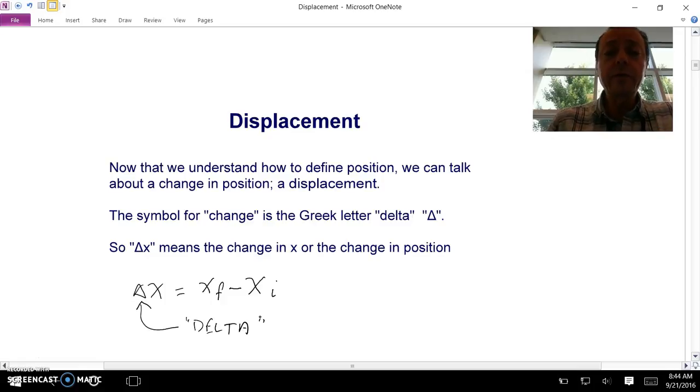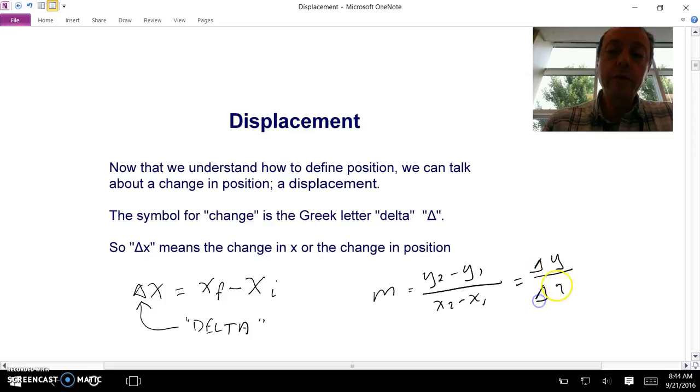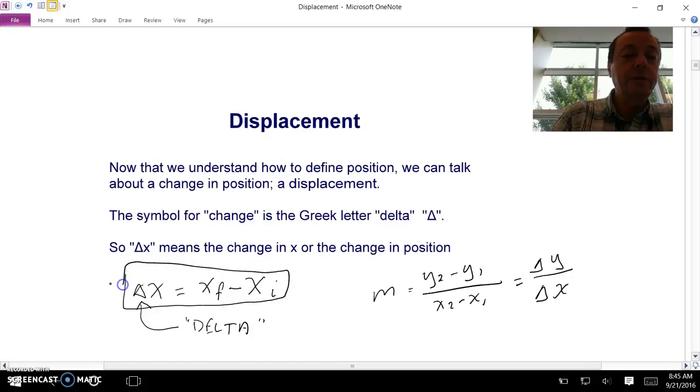If I was calculating a slope, and you guys have all done this, you might alternatively see that written as delta y over delta x, because that's the change in y over the change of x, which is also the slope. Okay, so we're going to use this relationship here, and delta x simply means the change in the position of x.